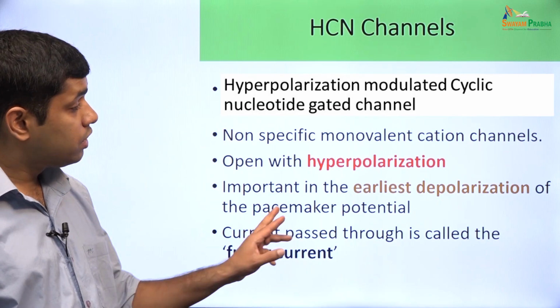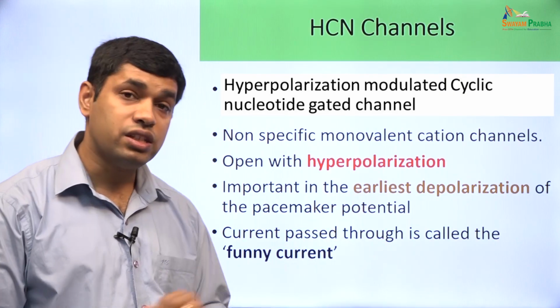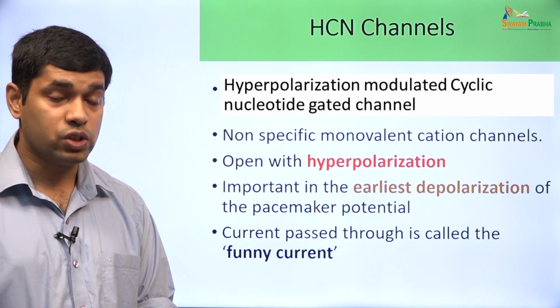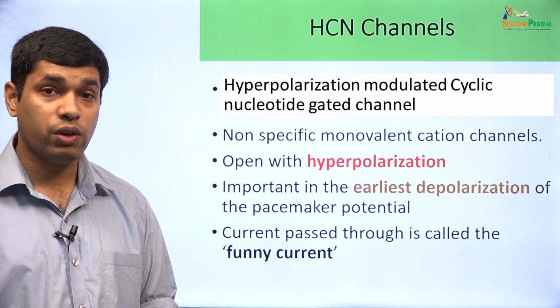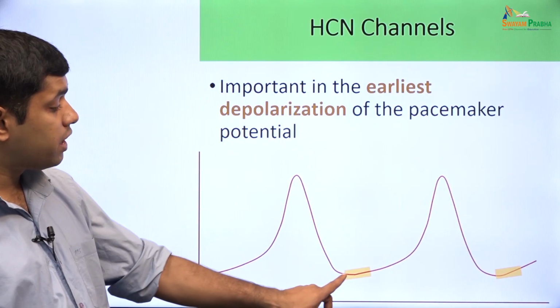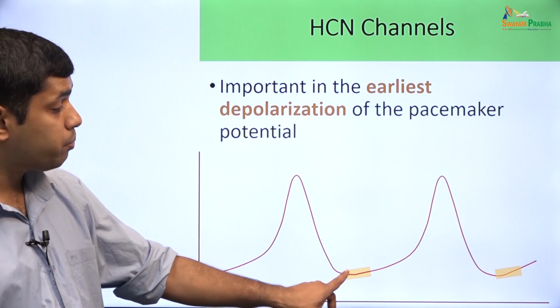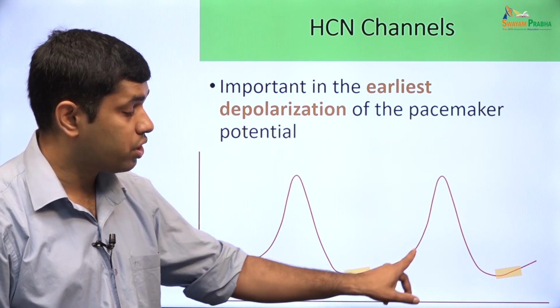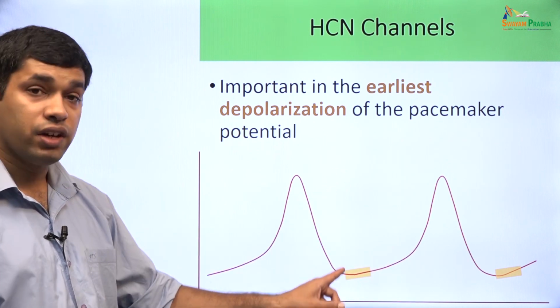Now what is important? This is important for the earliest depolarization of the pacemaker potential. We've discussed the pacemaker potential when we talked about the T-type calcium channel, and the initial part of the depolarization of the pre-potential or the pacemaker potential is because of the funny current.